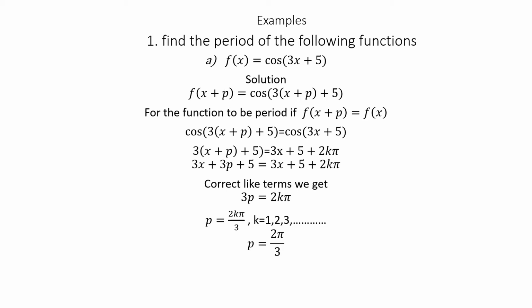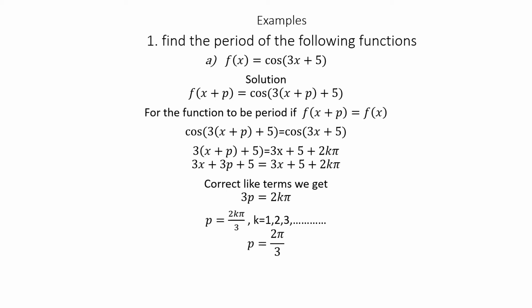Here for the definition, we know that periodicity is when f of x plus p equals f of x. We are going to find f of x plus p, which is equal to 3 cos of 3 times (x plus p), that replaces x, then plus 5. Then by the definition, we equate f of x plus p to f of x, and we get this statement here.